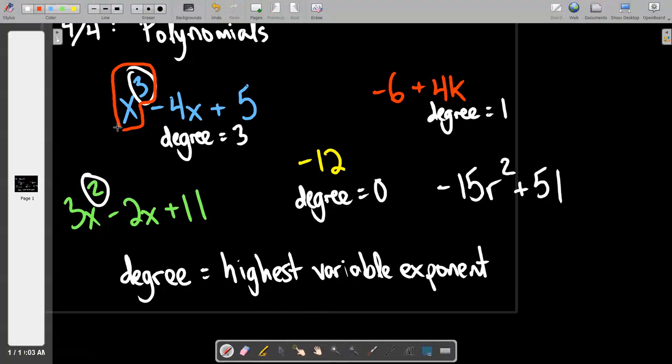And so x to the third is a term, negative 4x is a term, and positive 5 is a term. I'm trying to use shapes for your educational convenience there. So we would say that that polynomial has 3 terms, right? How many terms does the red polynomial over here have?